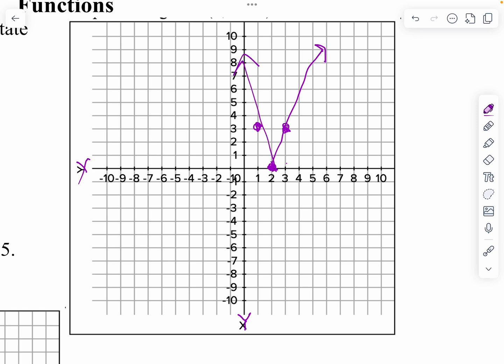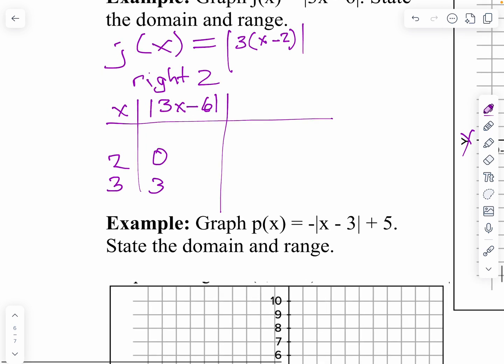And you could make your table by putting 1 in here and see that I do indeed get 3. 3 times 1 is 3. 3 minus 6 is negative 3. Where it takes the absolute value, we get 3. So what I would suggest, anytime you have a number inside, I'm asking you to graph it, make a table.